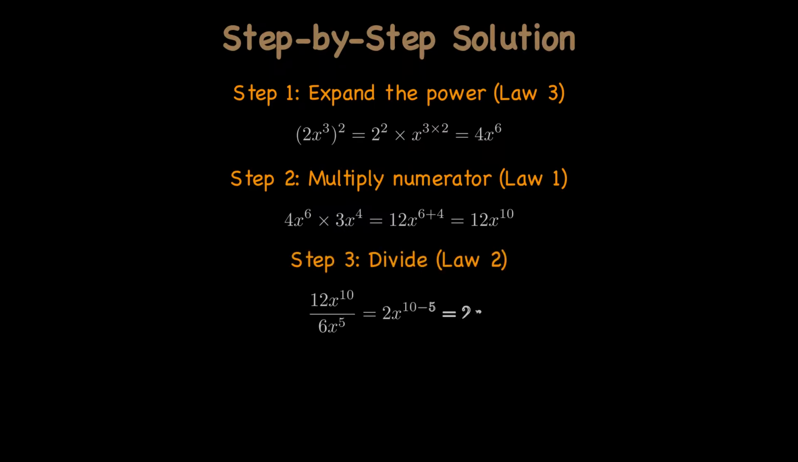Step 3. Divide using law 2. 12x to the 10 divided by 6x to the 5. Coefficients. 12 divided by 6 equals 2. Indices. 10 minus 5 equals 5. The final answer is 2x to the power of 5.